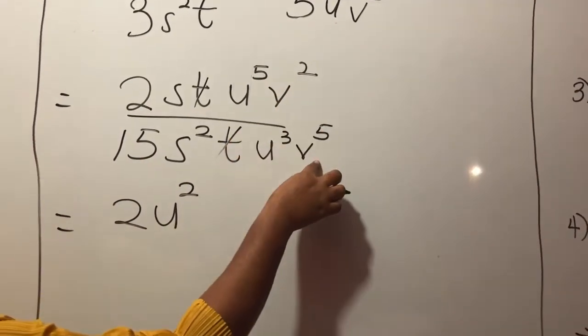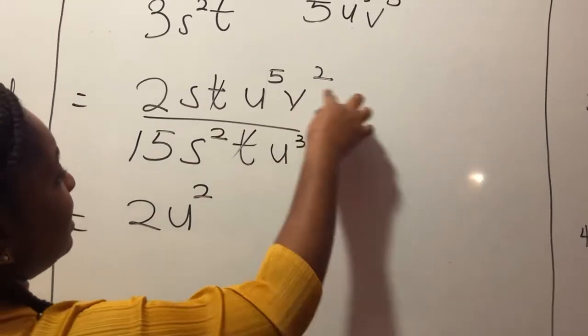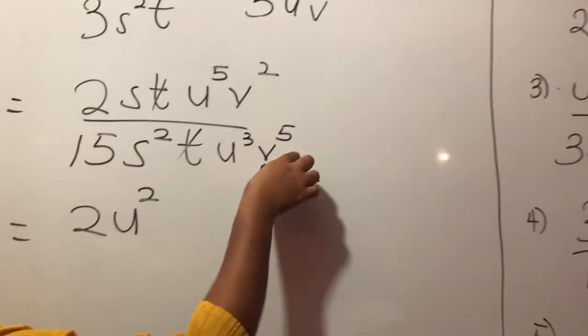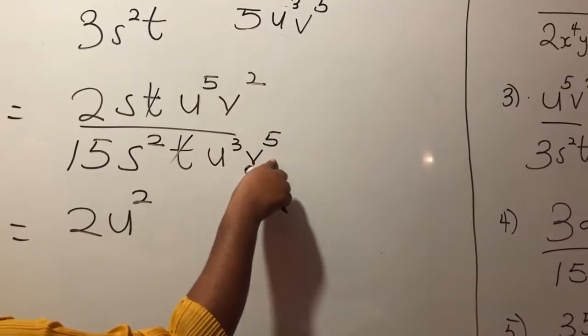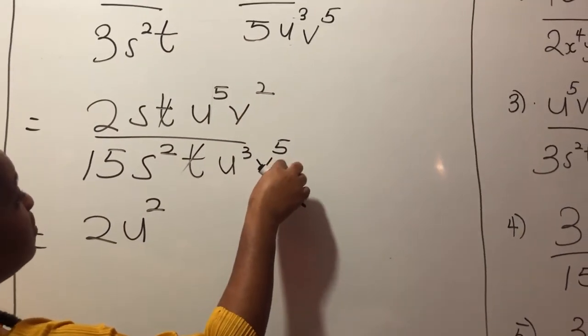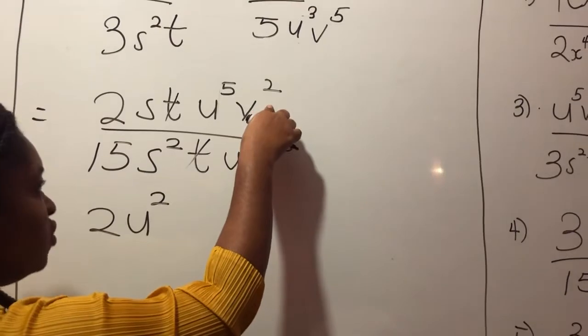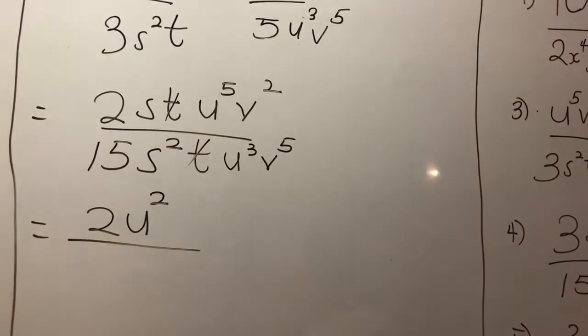Then we have what? V. Is there a V here? Yes. There are 2 V's here and there are 5 V's here. So we are going to cancel 2 V's out of this 5, and we are going to be left with 3 V's here, but no V here. So we are done with the top part.